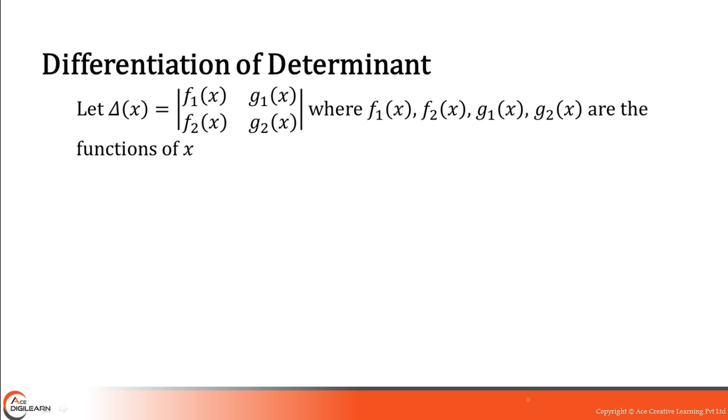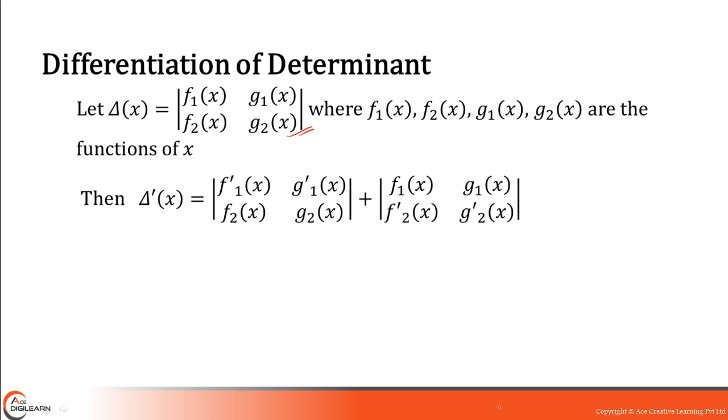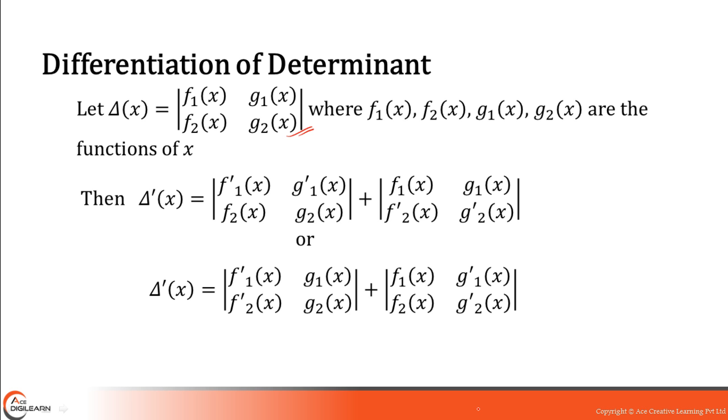Differentiation of a determinant can be done by one row or a column at a time, keeping the others unchanged. For example, observe the determinant Δ(x), which is of order 2 by 2, containing the functions of x. So Δ'(x) is given by f1'(x), g1'(x) as the first row, and second row f2(x), g2(x). That means deriving the first row keeping the second row unchanged, plus deriving the second row keeping the first row unchanged. Or we can derive the determinant column-wise also.